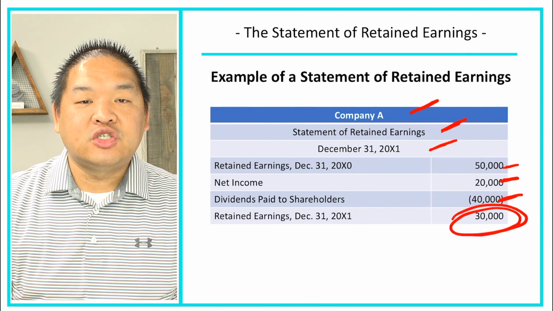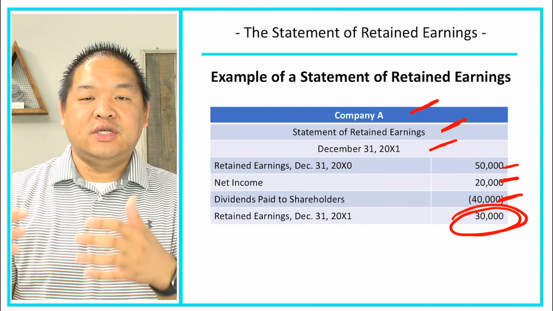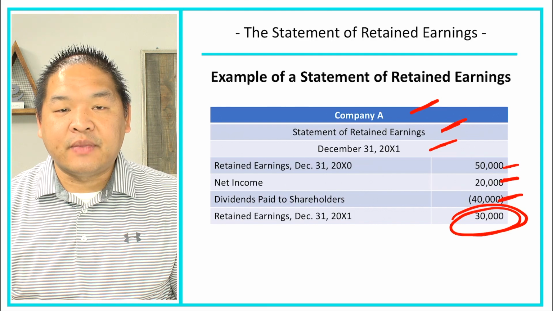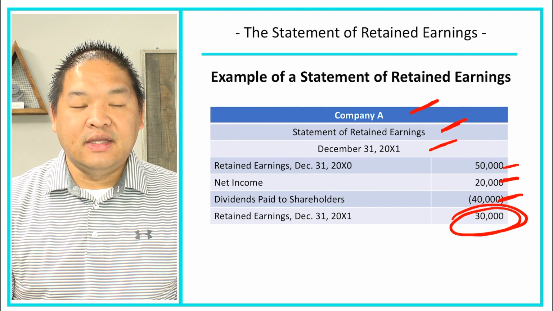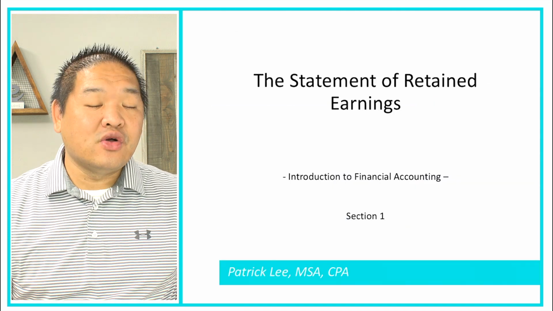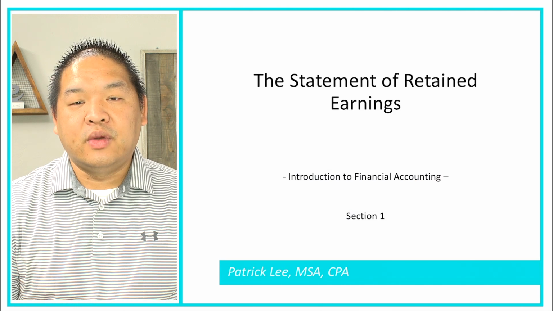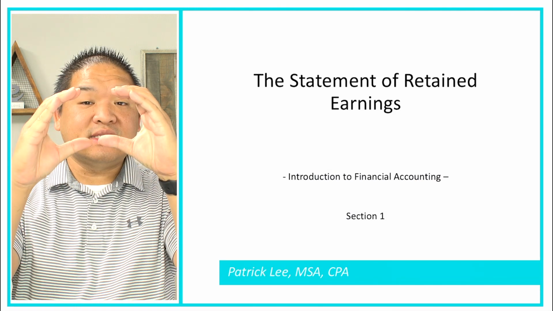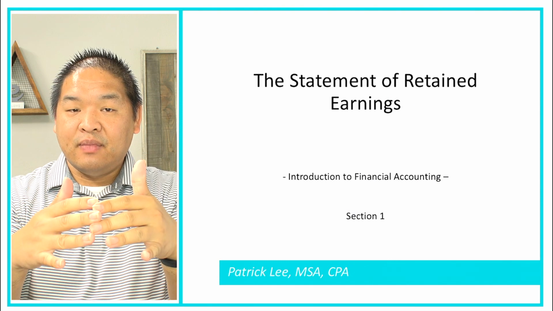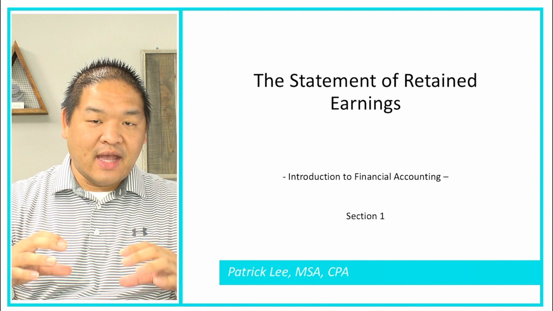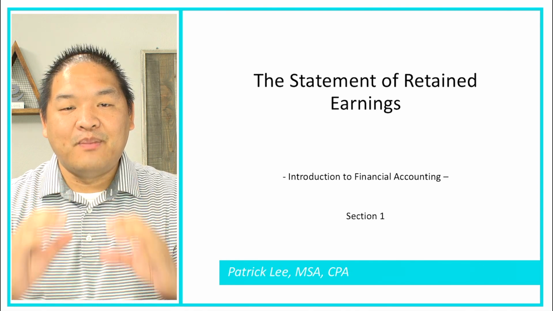So when we look at the balance sheet, that's what we should see on the balance sheet at the end of the day, $30,000. We've now reconciled all of the changes that happened during the year. So that is a look at the statement of retained earnings. I know there's a lot there, but really what you should know is we start with the beginning balance. We add net income. We subtract dividends that we've paid to shareholders to get to our ending retained earnings balance.